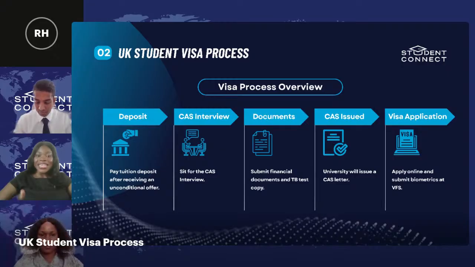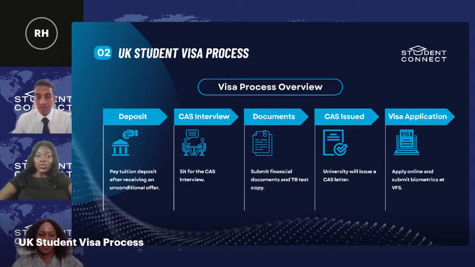And so, to go through the visa process, the visa journey follows a particular sequence that will enable you to meet all the Home Office requirements. Now, what we'll be looking at are 5 steps. We'll go through the deposit step, the CAS interview, the documents, then when the CAS is issued, through to the visa application itself. Okay.